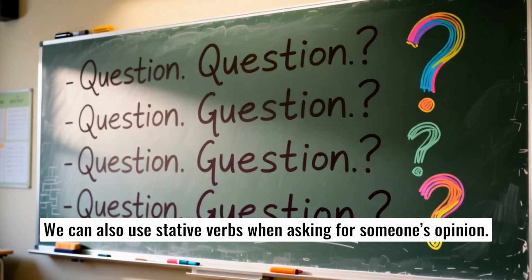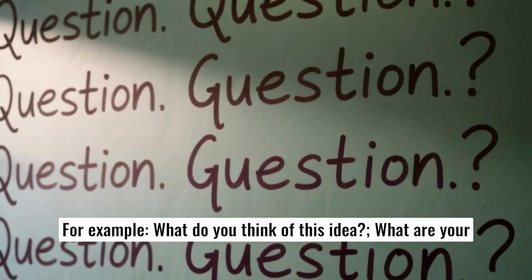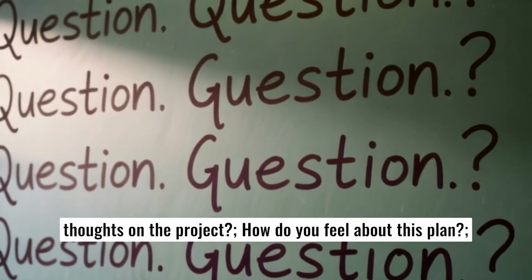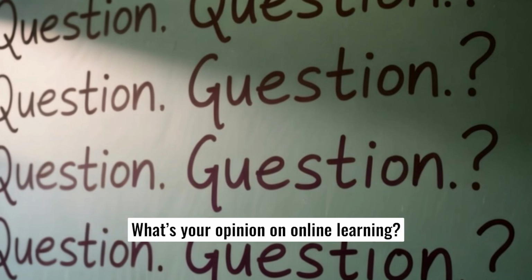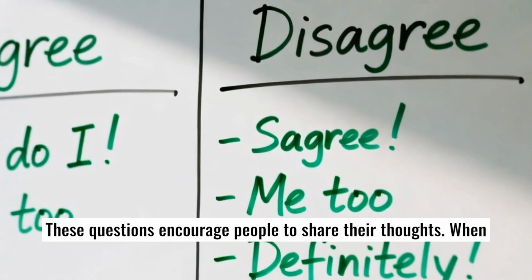We can also use stative verbs when asking for someone's opinion. For example, what do you think of this idea? What are your thoughts on the project? How do you feel about this plan? What's your opinion on online learning? These questions encourage people to share their thoughts.